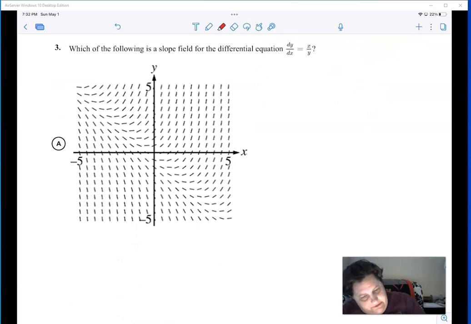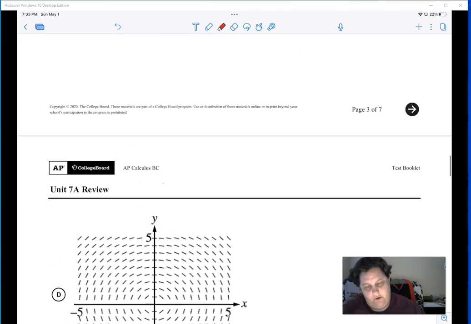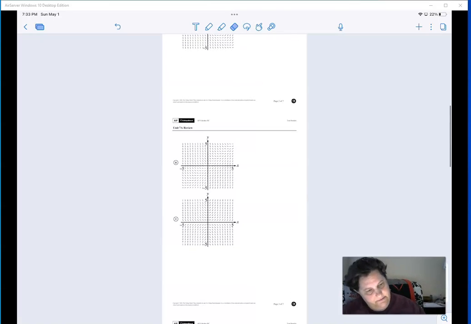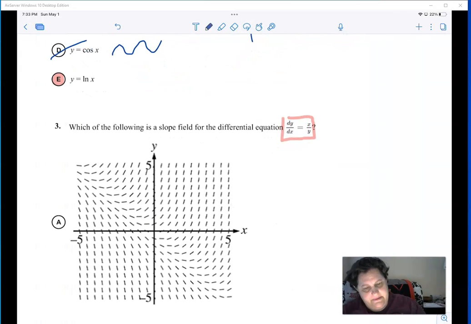Now this is what I was looking for. When you see something like dy/dx equals x over y, I'm looking for trends on these slopes. Jeez, it's so hard when this is on so many different pages. I guess I could look at that. Okay, let me see here. Let me see what statements I can make about this.